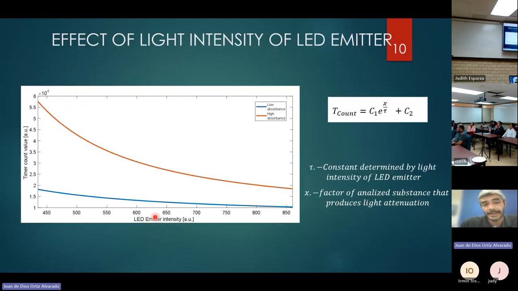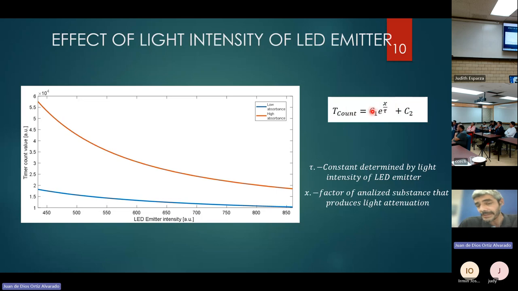Another effect that is detected in the operation of this system is that the sensitivity of the system is affected by the light intensity of the emitter diode. We have a simulation here of the value of the timer counter produced with different light intensities of the emitting diode.